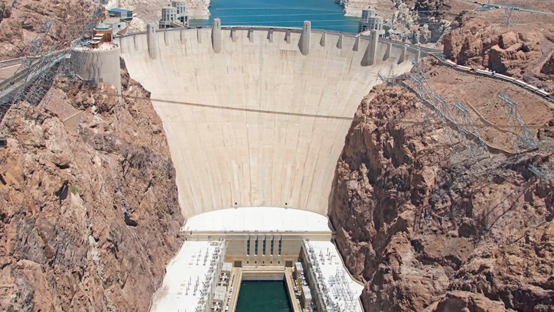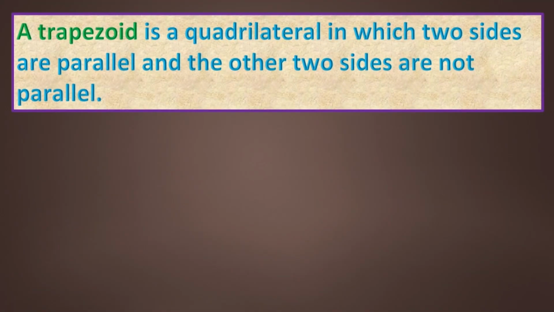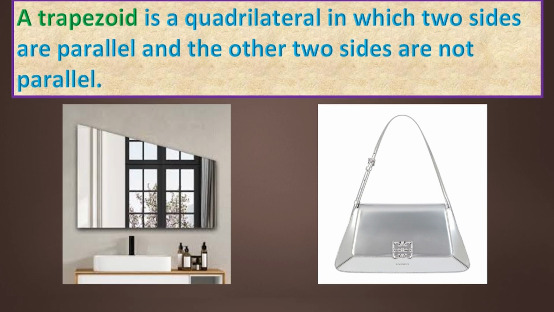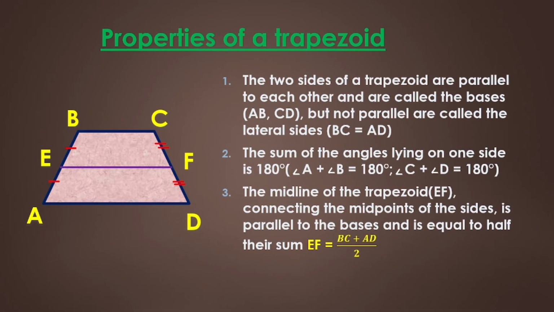A trapezoid is a quadrilateral in which two sides are parallel and the other two sides are not parallel. Here are these interesting trapezoids in front of you. Let's carefully look at the properties of a trapezoid. 1. The two sides of a trapezoid that are parallel to each other are called the bases, but the non-parallel sides are called the lateral sides. 2. The sum of the angles lying on one side is 180 degrees. Angle A plus angle B equals 180 degrees.